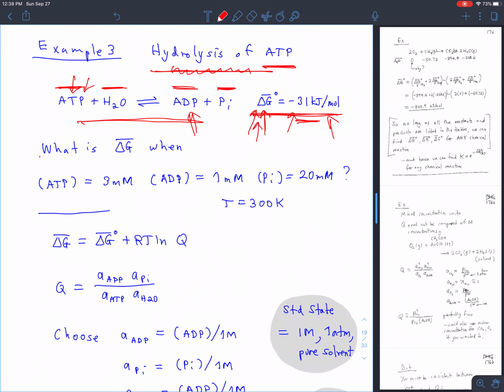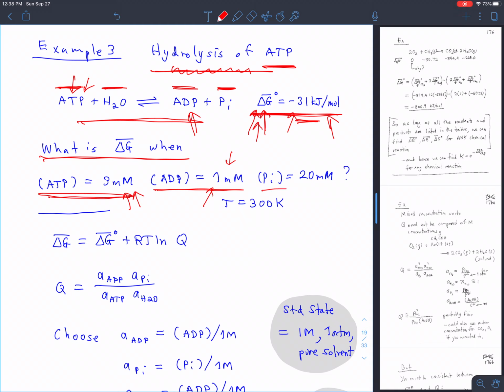All right, so what is the delta G when the ATP concentration inside the cell is 3 millimolar? That's a typical concentration for ATP. The ADP concentration inside the cell is only 1 millimolar. Notice that we've got a little bit of an excess of ATP in this case. The ADP concentration is a little lower.